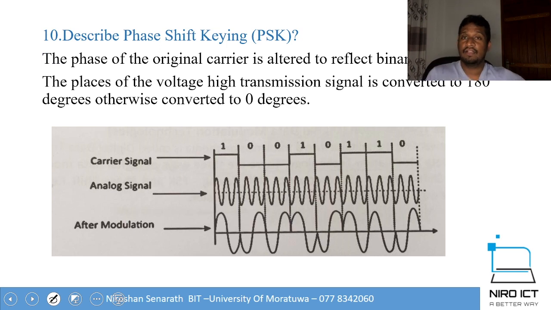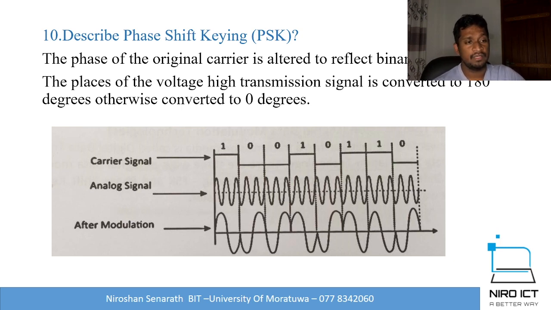And lastly, we are going to learn about phase shift keying. Then we did something in PM or phase modulation for analog signals. Likewise, we have to learn something about what we'll do with the digital data or digital signals. The phase of the original carrier signal is altered to reflect binary data. In the places of high voltage, the transmission signal is converted to 180 degrees. Otherwise, it is converted to 0 degrees.